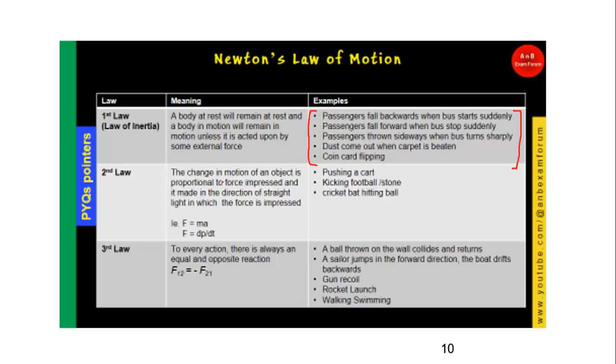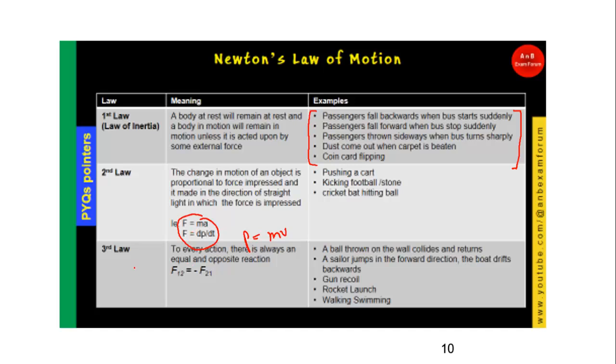The second law of motion: the change of motion of an object is proportional to the force impressed and is made in the direction of the straight line in which the force is applied. So it is basically F equals ma, and F equals dp by dt, where p is momentum, p equals mv, momentum is mass into velocity. What it says is that if you want to make a change, you need to impress a force proportional to it. Examples are pushing a cart, kicking a ball, and hitting a cricket ball. All such examples are examples of the second law of motion.